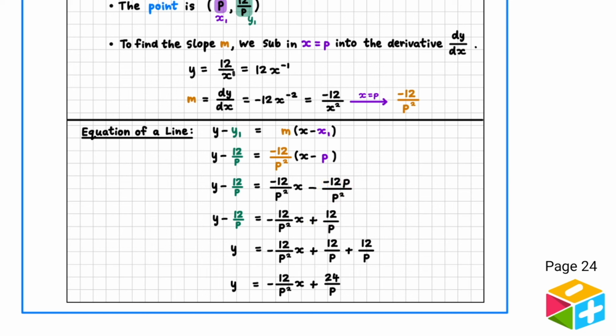Now, we can remove the minus 12 over p from the left-hand side by adding 12 over p to both sides. If we want to add together fractions with the same denominators, we simply add the numerators. So 12 over p plus 12 over p comes out as 24 over p. As our final answer, we end up with y equal to minus 12 over p squared times x plus 24 over p. This is precisely the expression we were asked to obtain.